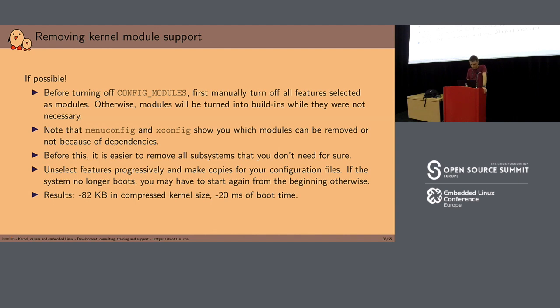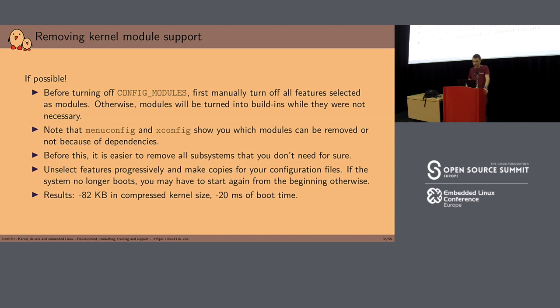Removing kernel module support will save 82 kilobytes of compressed kernel size and 20 milliseconds of boot time. I had a bigger number in mind. I remembered from past experiments something like 300 kilobytes, but now it's more efficient, I guess. But it's the compressed kernel, so be careful when you do this. Be cautious. Take your time. Otherwise, you end up feeling lucky and removing lots of things, and you have no clue why your kernel doesn't boot anymore.